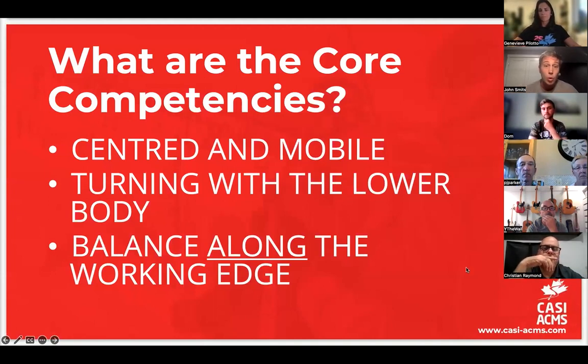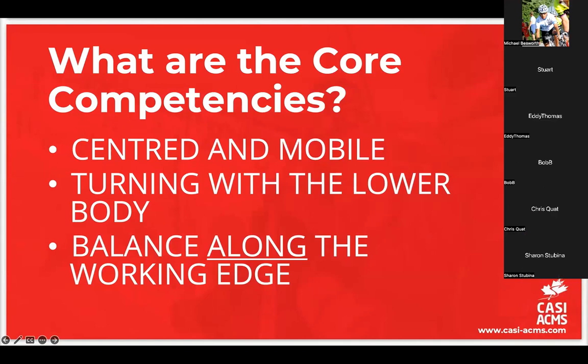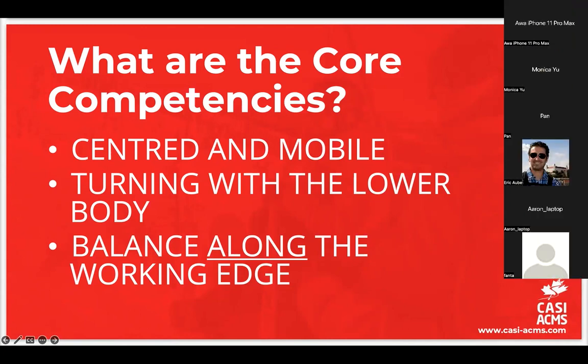So of course, what are the core competencies? Should be a brief review for many of you that are teaching or have taught courses. The three core competencies are centered and mobile, turning with the lower body, and balance along the working edge. Previously, we talked about just being balanced over the working edge. However, that's just one-dimensional, and we tweaked the wording a little bit. Along the edge also includes the length of the snowboard between the nose and the tail. It just gives a little bit more of a holistic picture with the phrasing of the words themselves.